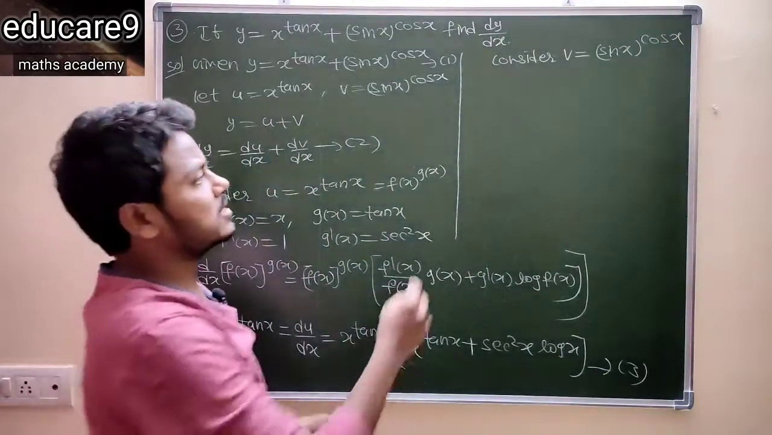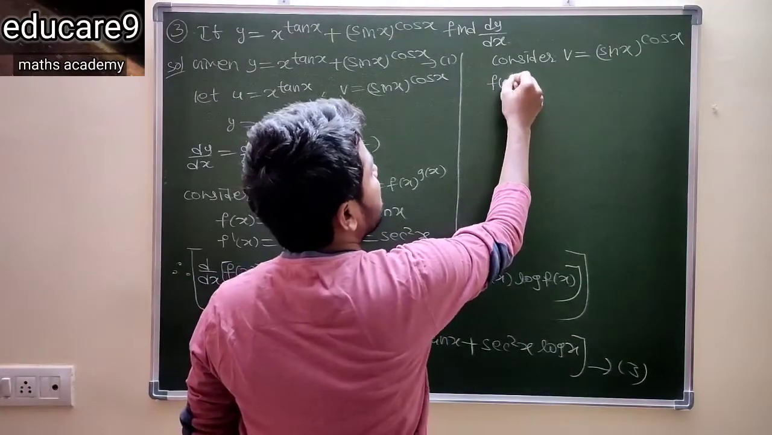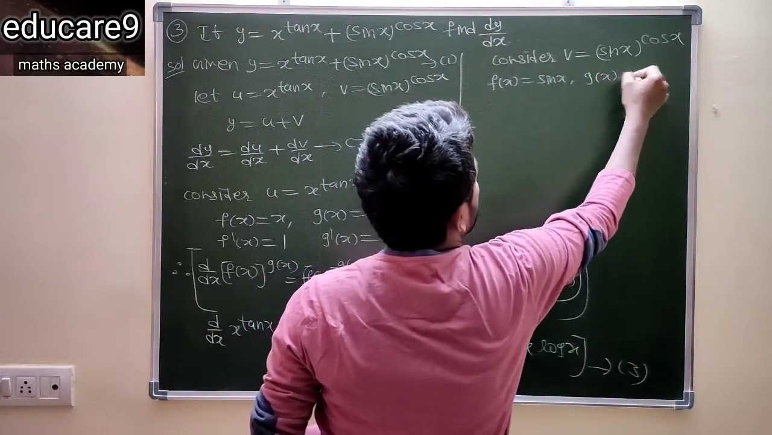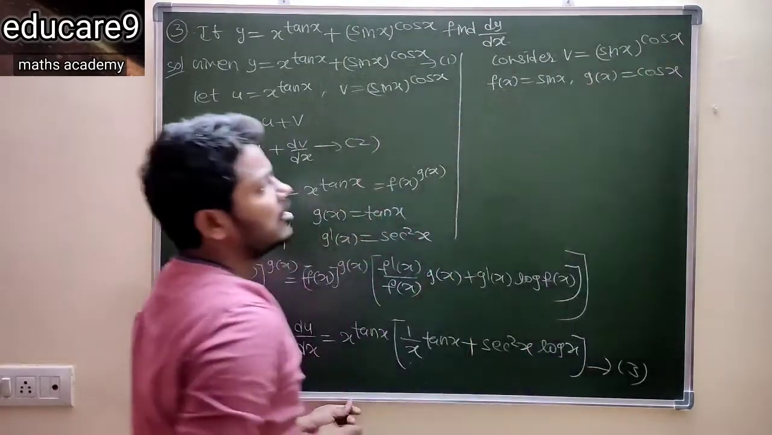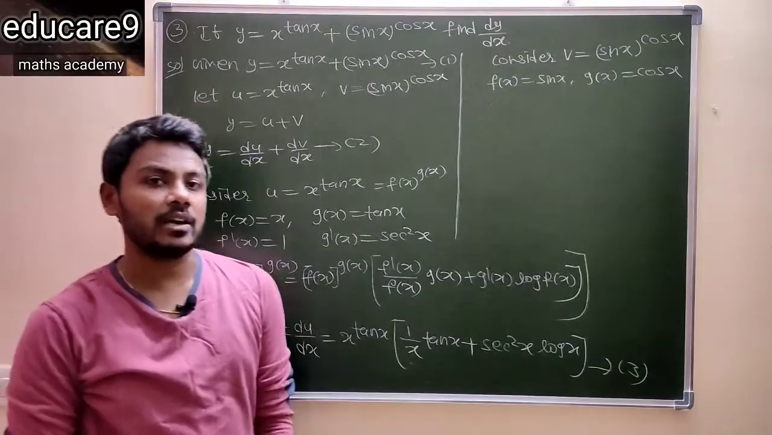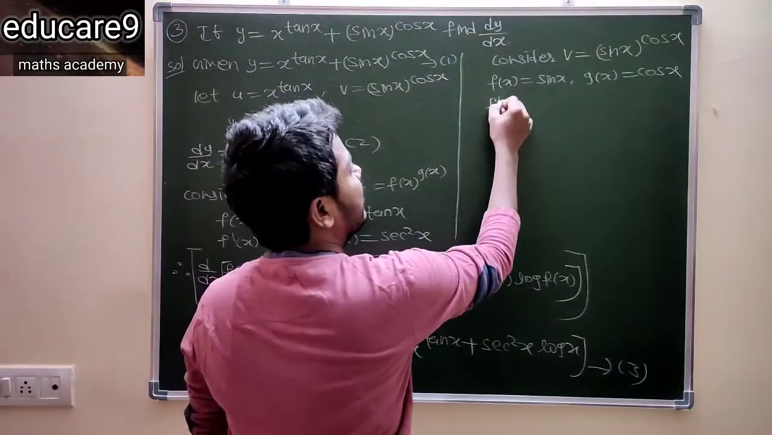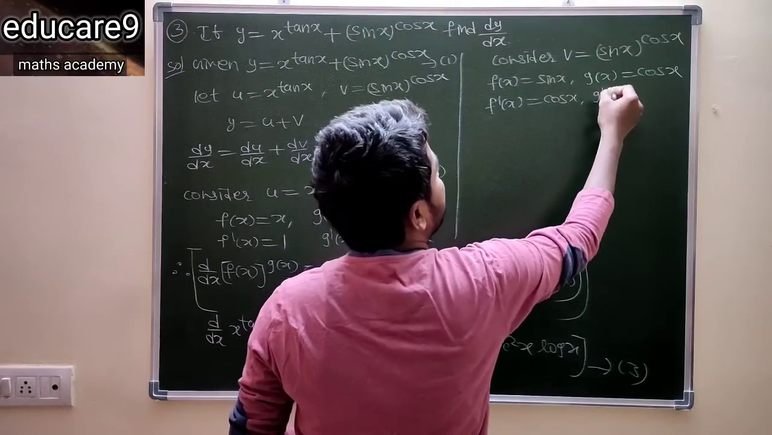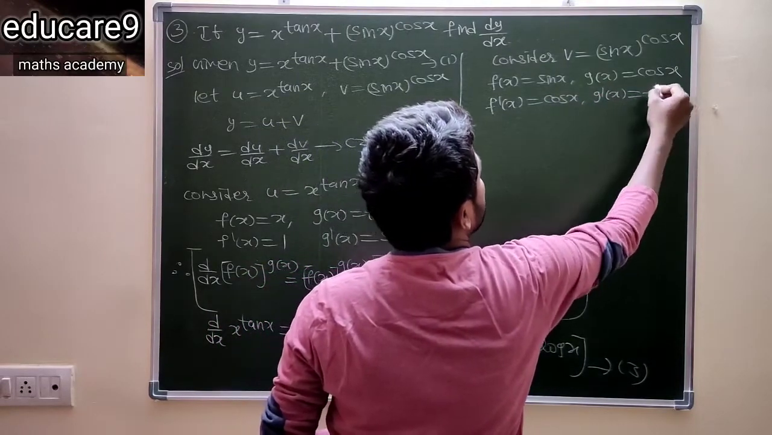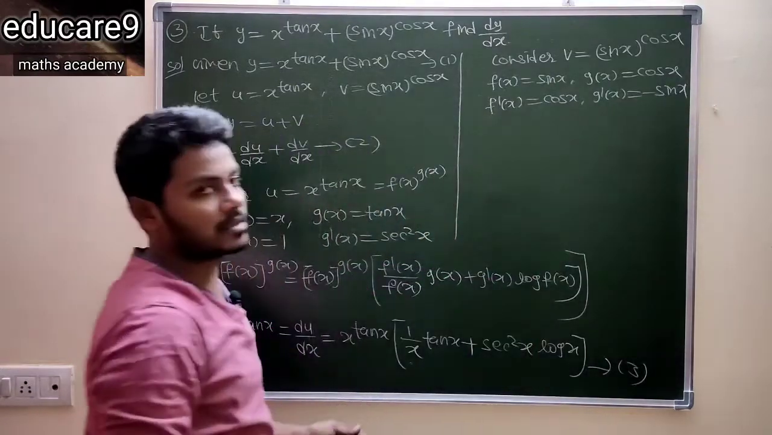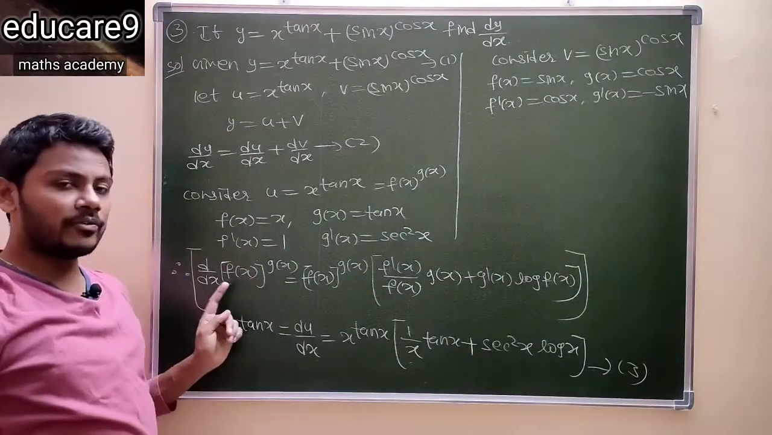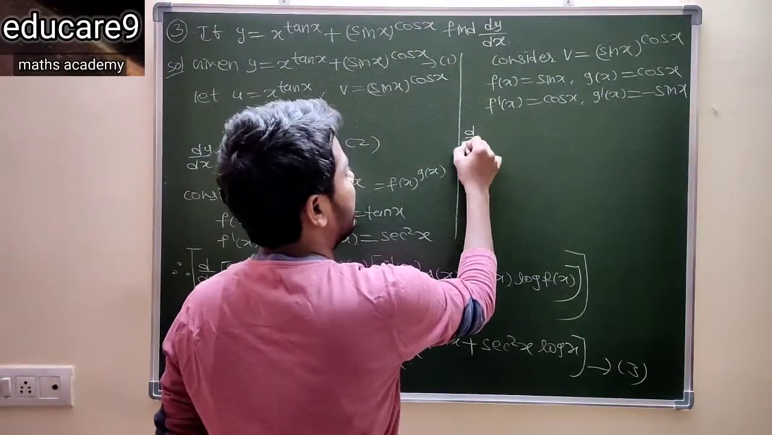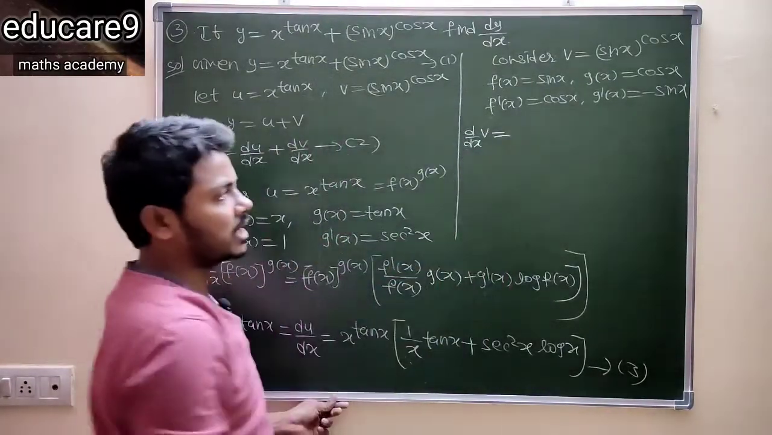Here what is f of x? F of x is equals to sin x and g of x is cos x. Find derivative of f of x and g of x. F dash of x, derivative of sin x is cos x. G dash of x, derivative of cos x is minus sin x. Now you know the derivative of f of x whole power g of x form. So here that is d by dx of v is equals to what?